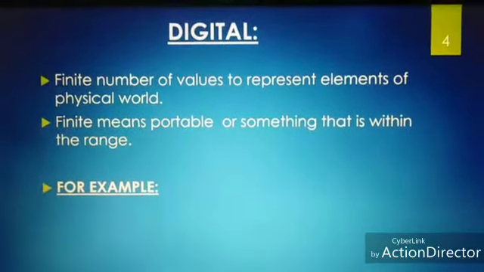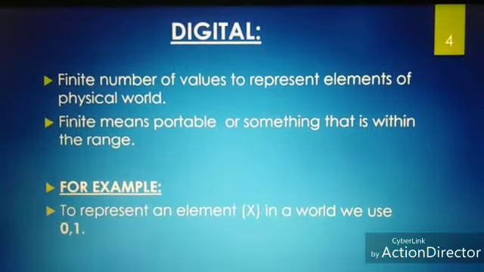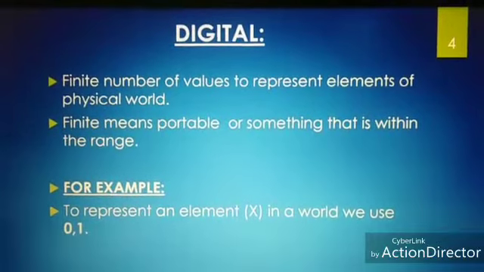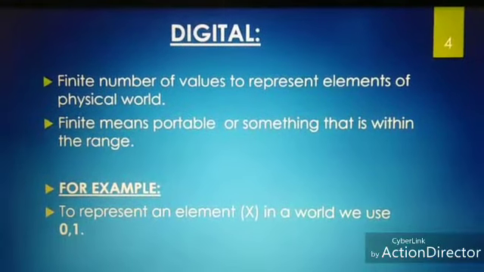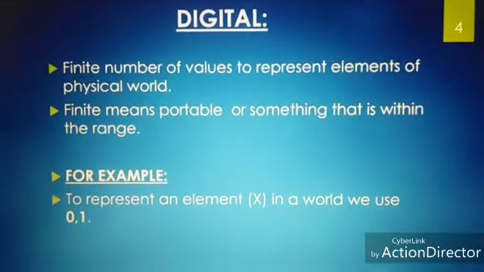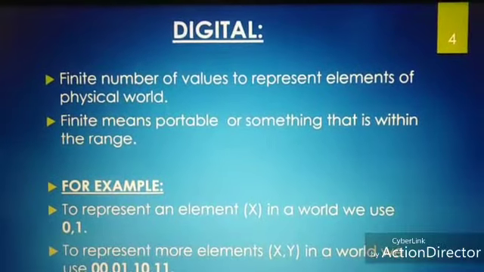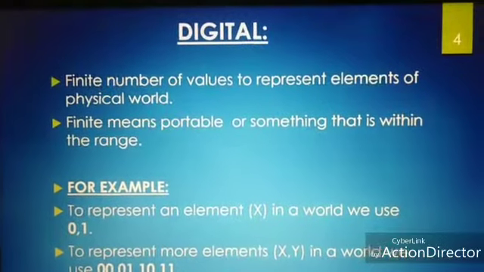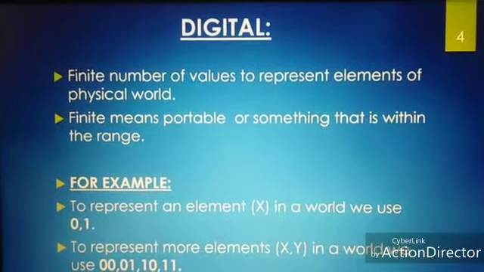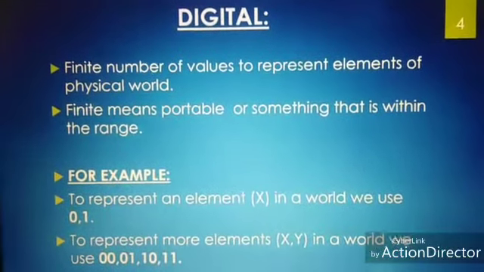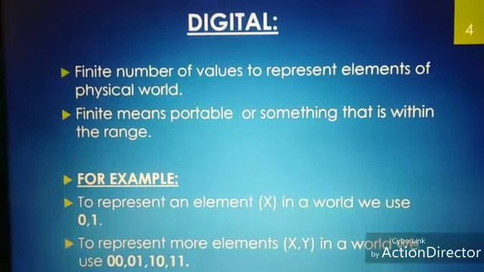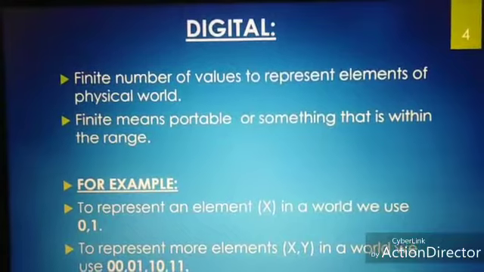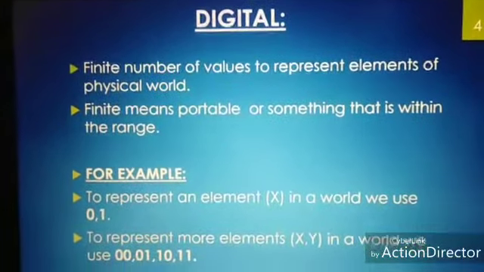Now what is its example in real time? Let's suppose we want to represent an element x in the real world. We will represent it either by using 0 or by using 1. And if our world increases, so that we not only have an x, we also have another element named y, we can use the combinations 0 0, 0 1, 1 1 and 1 0. Similar is the case if the world increases to 3 elements and so on.